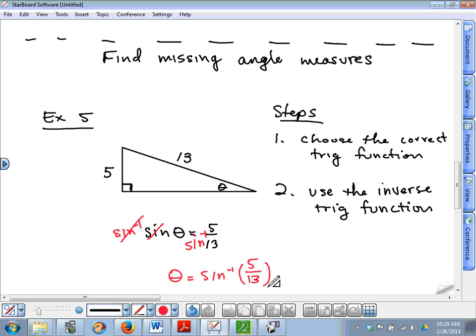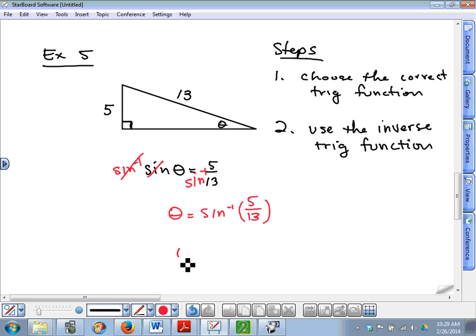Now one mistake students make is to write it this way. Theta equals 5/13 sine -1. Wrong. That's wrong. Why is that wrong? The inverse sine is a function. The 5/13 has to go inside the function in the parentheses, not outside of it like this.